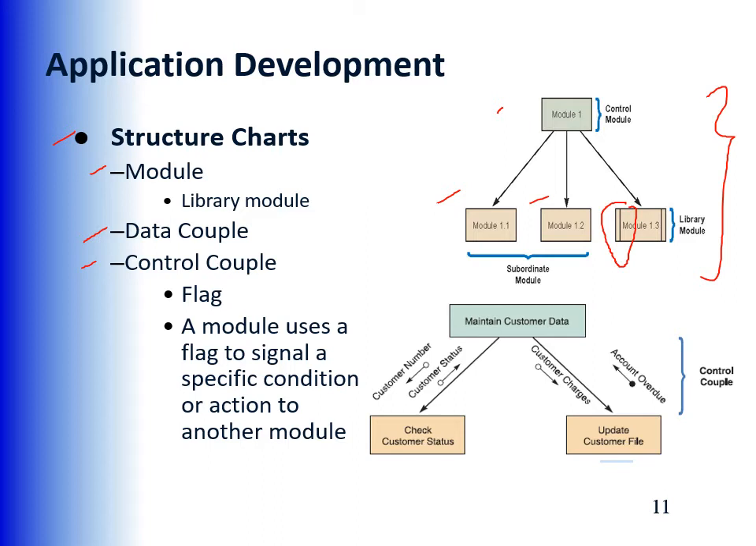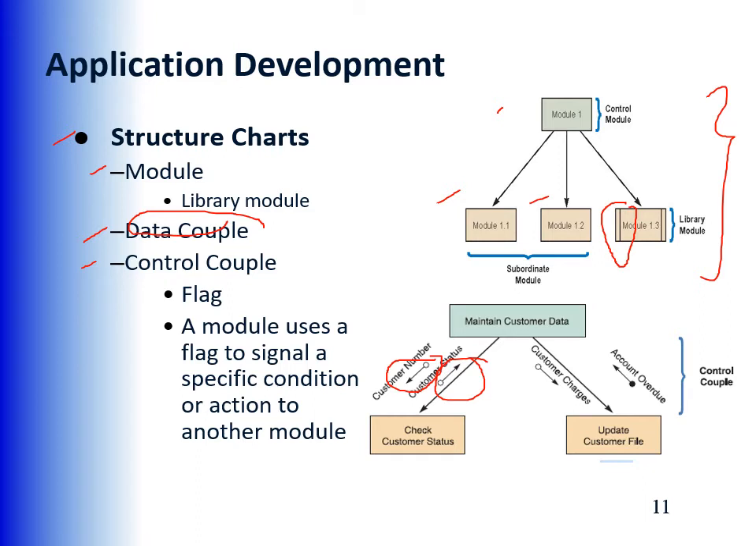Okay, so next is a data couple. A data couple shows data that one module passes to another. For example, in a chart, an arrow with an empty circle represents a data couple, like this.